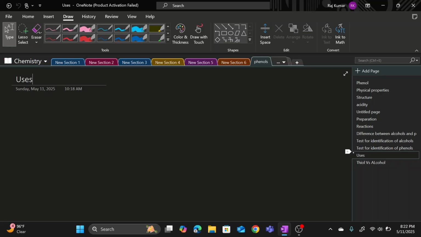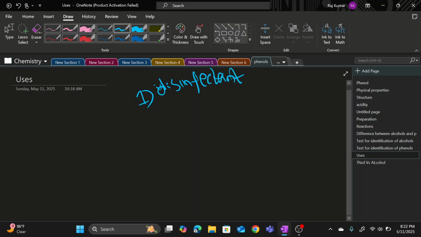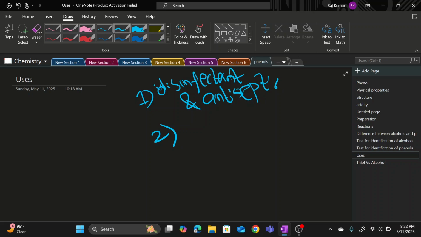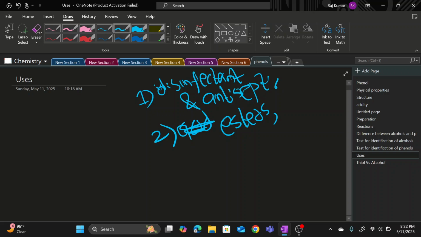Now when it comes to the importance of phenol, number one, it is used as a disinfectant and antiseptic. It was one of the first disinfectants and antiseptics used because of its toxic properties. And number two, phenol can be used for the production of various important compounds such as esters and aryl ethers.